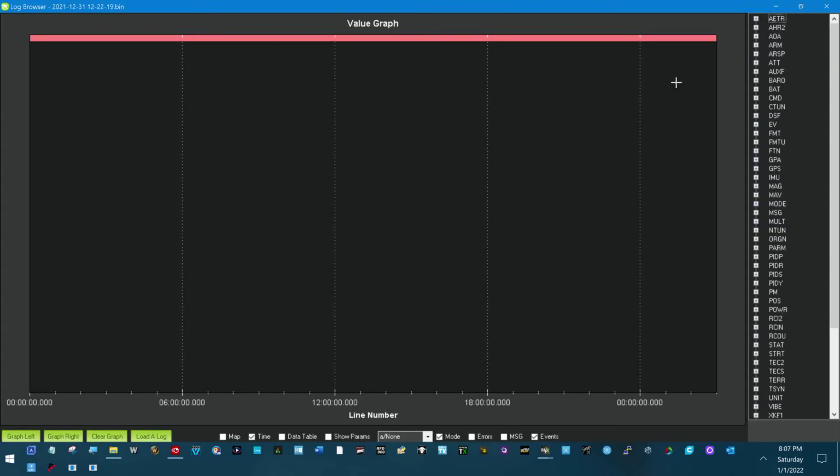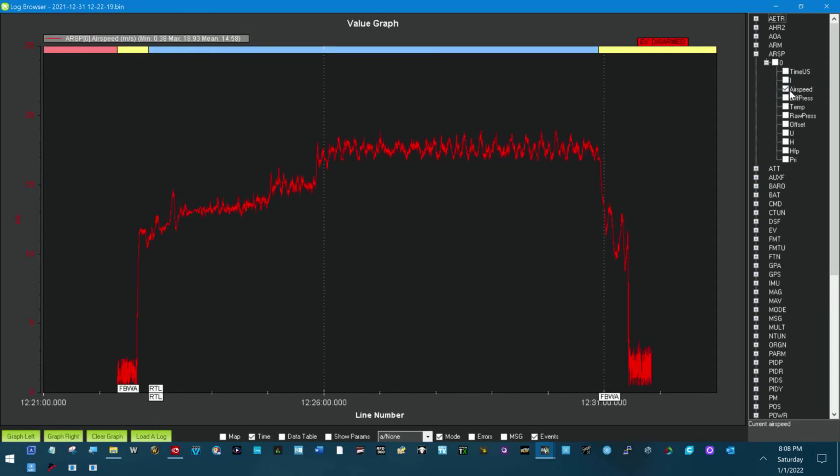My airspeed and ground speed were off by 10, 15 miles an hour, yet I didn't really detect any wind at the field. Therefore, in my humble opinion, they should have been almost the same, but they weren't. So we'll go in here and look at airspeed. There it is.